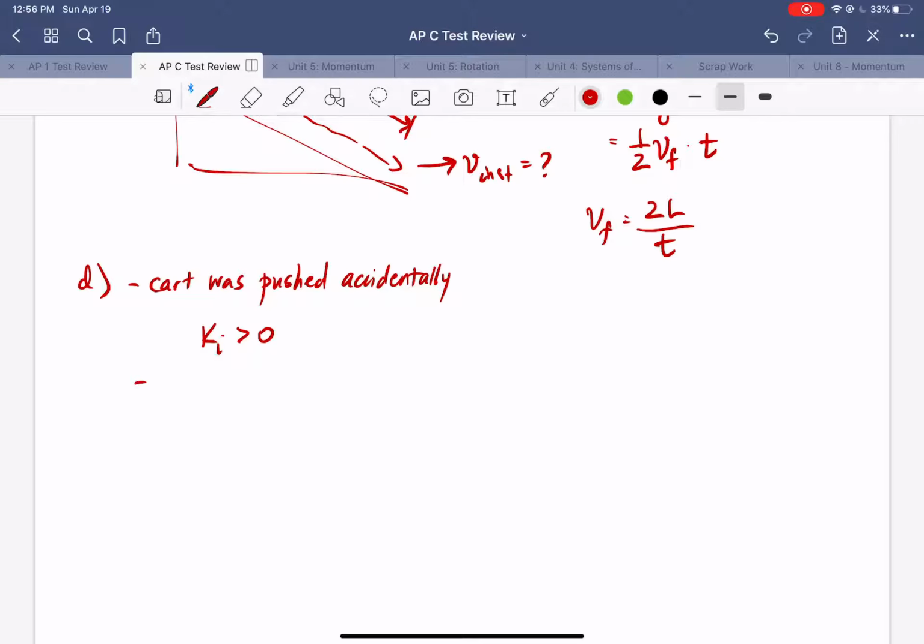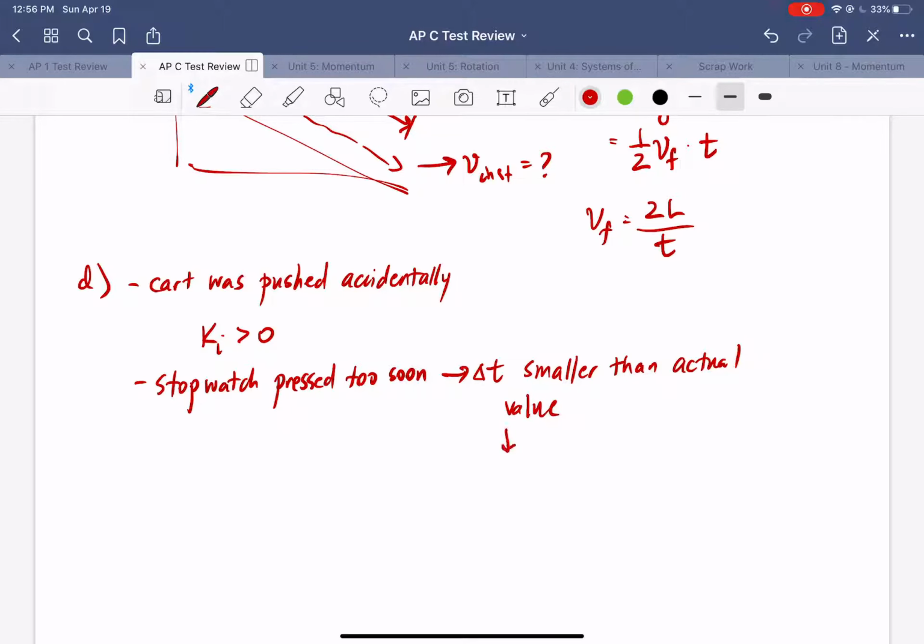Another possibility is maybe you pressed the stopwatch too soon, I guess pressed too soon when it's at the end of its motion. So this would mean the delta t that you measure was smaller than the actual value. So that's going to cause you to overestimate the instantaneous velocity and therefore overestimate the kinetic energy. So those are a couple of examples that you might suggest for part D.